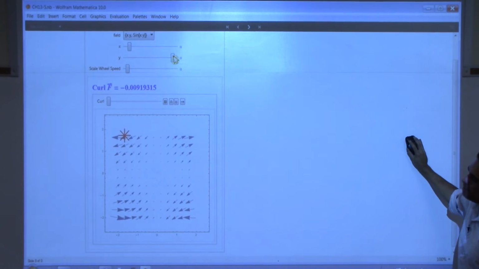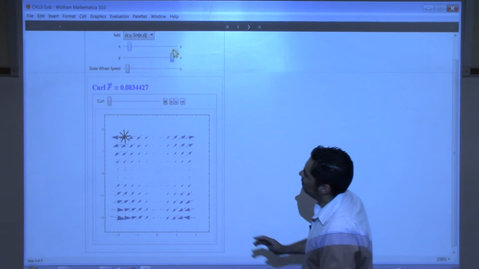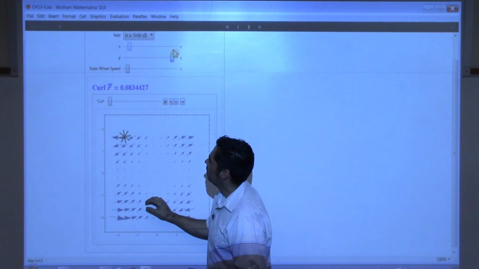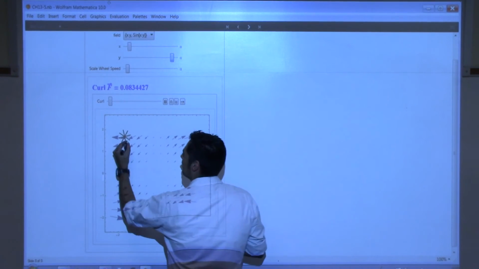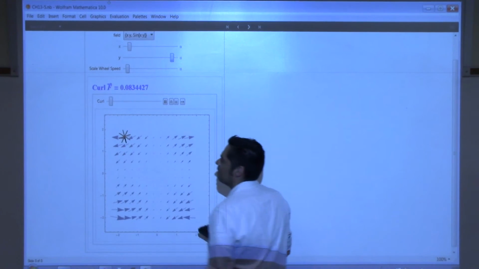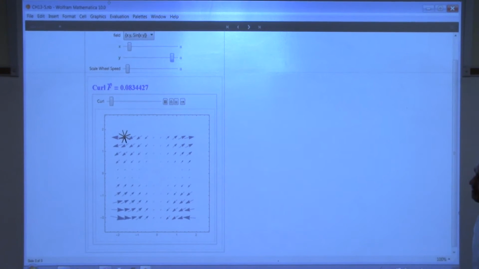Oh, did I stop there? I had almost 0 curl there. Look at that. Right up there, I'm getting almost 0 curl. It's turning. I don't know if you can see it turning. I'm going to draw a line right there. Y'all do see it turning? It's very slow, right? Very slow.